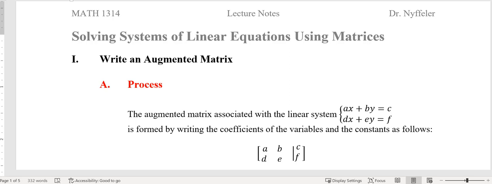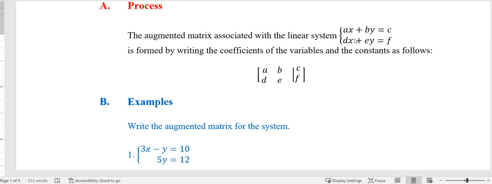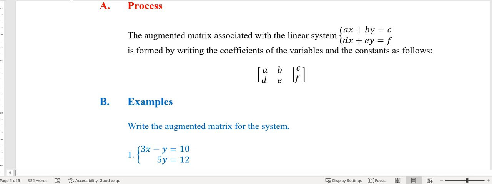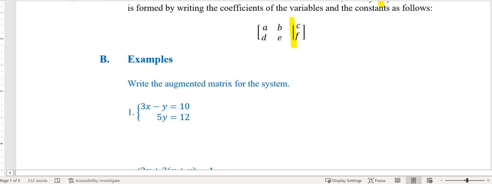Okay, to write an augmented matrix. The process: the augmented matrix associated with the linear system ax plus by equals c and dx plus ey equals f is formed by writing only the coefficients of the variables and the constants as follows. You're going to write the matrix with the first row A, B, C, and then the second row will be D, E, F. Notice that they put this vertical bar where you would normally put the equal sign.